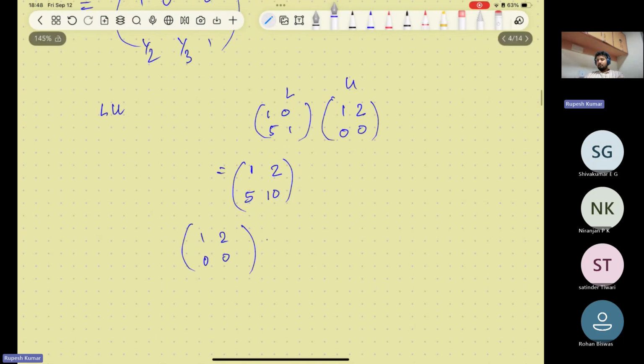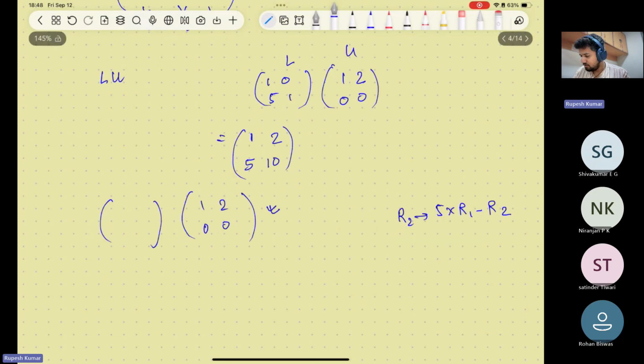So now this is an upper triangular matrix, and the lower triangular matrix will look like 1 0, the inverse of this. So the inverse of this will be the inverse of 5. You're doing 5 into R1 minus R2. This is your R2, right? So yes, this decomposition is possible, but this is not useful, right?